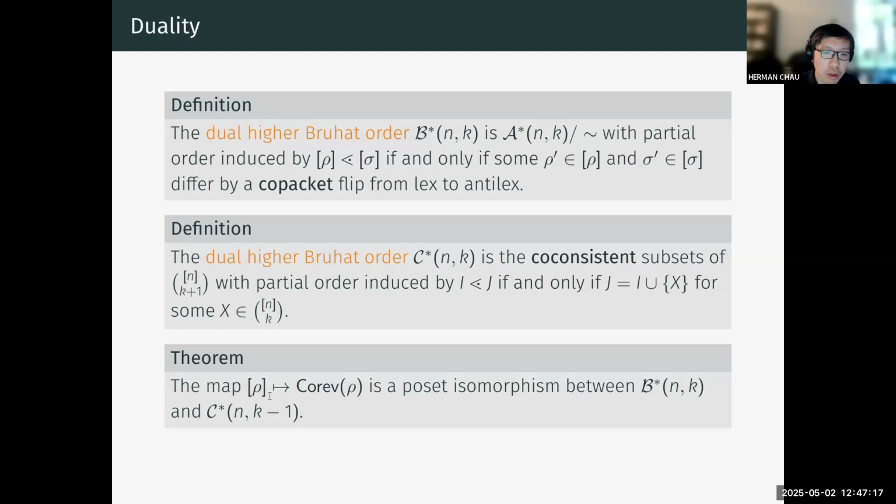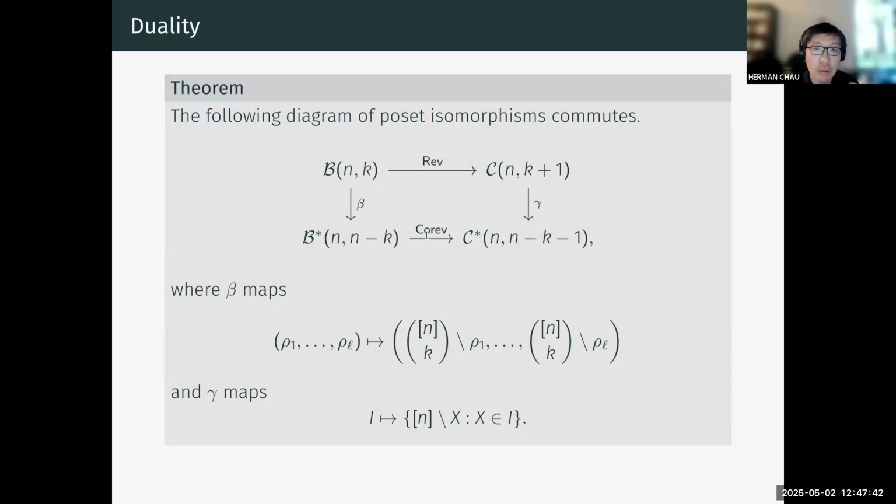You can send a co-admissible order to its co-reversal set, and then that gives you a poset isomorphism. The only thing of note is that in this case, originally it was from BNK to CNK plus 1. Here you actually step down in K, so you get an isomorphism from B star NK to C star NK minus 1. And so the main theorem that nicely connects the isomorphisms between the B's and the C's and the B stars and the C stars is that we actually get an isomorphism from BNK to B star N minus K. And then we also have an isomorphism from CNK plus 1 to C star N minus K minus 1. And we get this nice commuting diagram. And the specific isomorphisms are not too hard either. Essentially, you just take set complements on all of the respective sets.